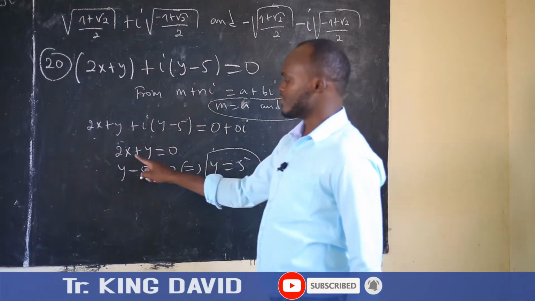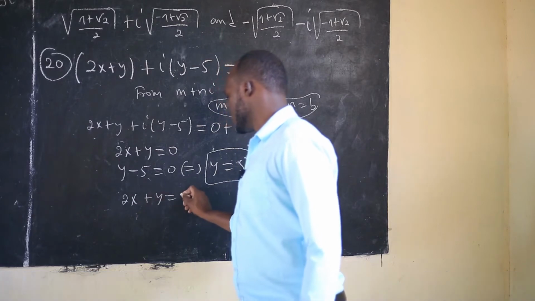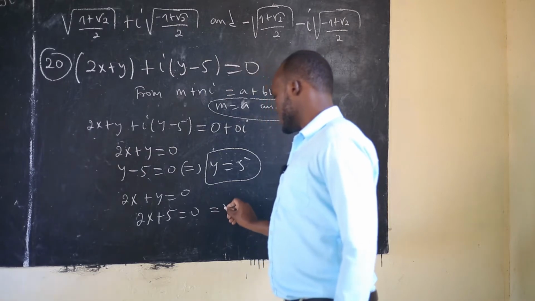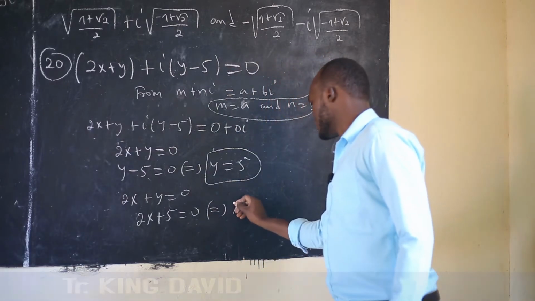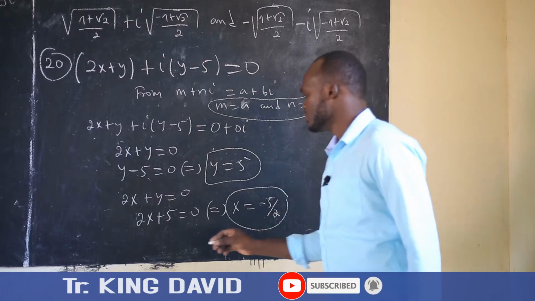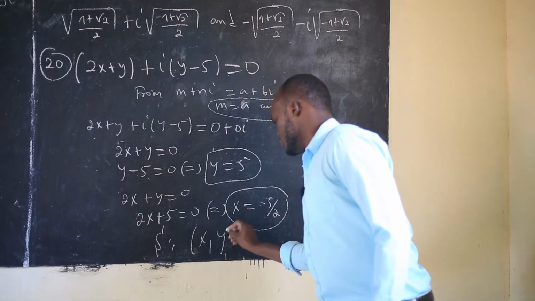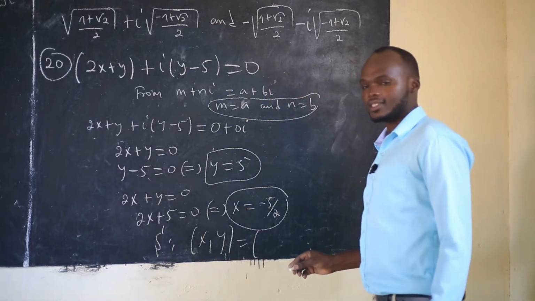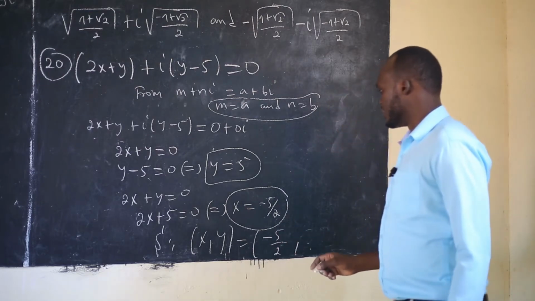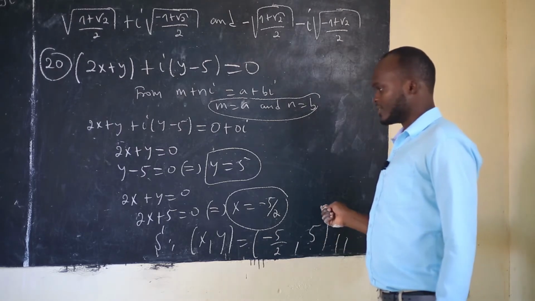If y is 5, what is the value of x? So 2x plus y equal to 0, so 2x plus 5 equal to 0, which implies that x is negative 5 over 2. So therefore, the value of x is negative 5 over 2, and the value of y is 5. I hope you're getting it very well.